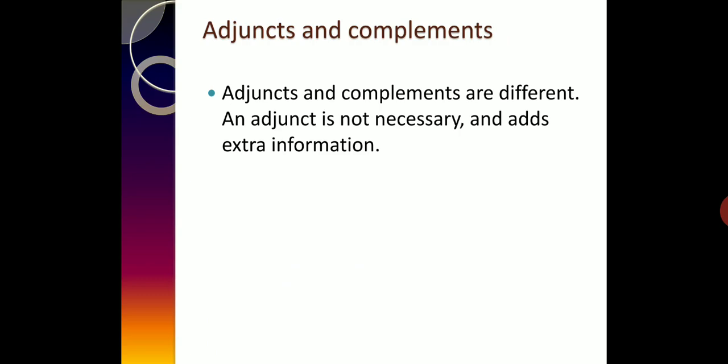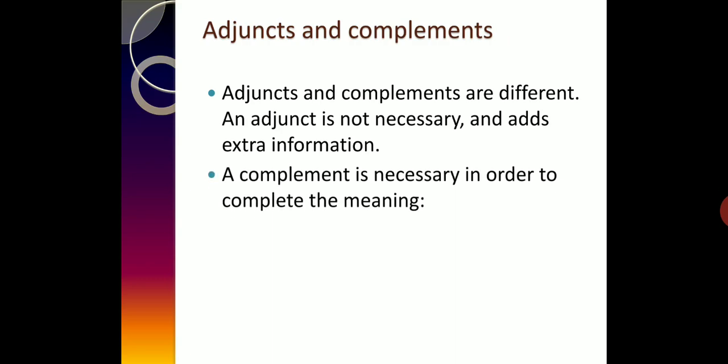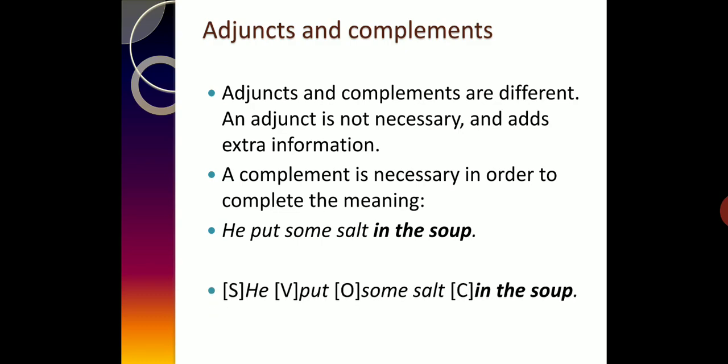A quick understanding of the difference between adjuncts and complements. Adjuncts and complements are different. An adjunct is not necessary, but it adds extra information, whereas a complement is necessary in order to complete the meaning. Look at this sentence, for example. He put some salt in the soup. It might look like an adjunct to you, but if you remove in the soup, the sentence will not make complete sense. So here the sentence pattern is S, V, O and C. It's not an adjunct, it is a complement, or it's an object complement.